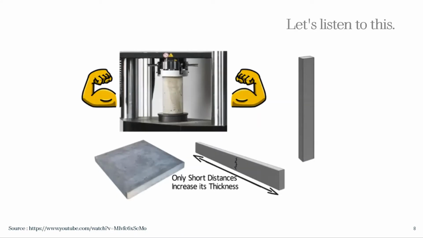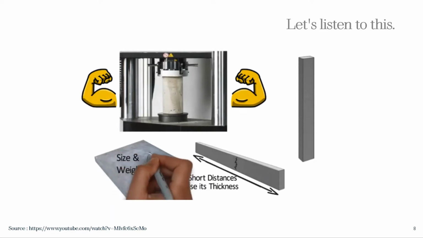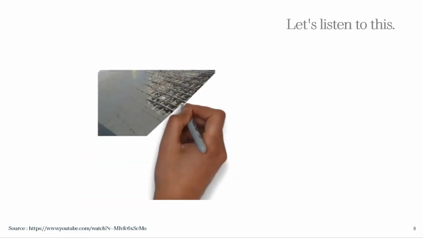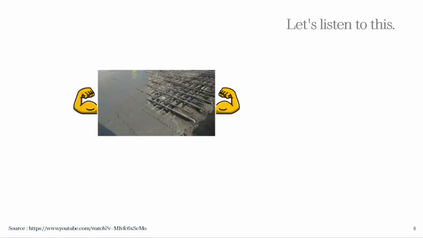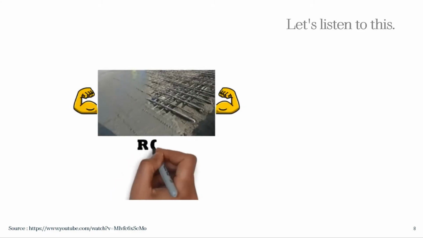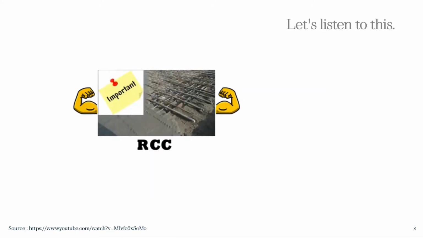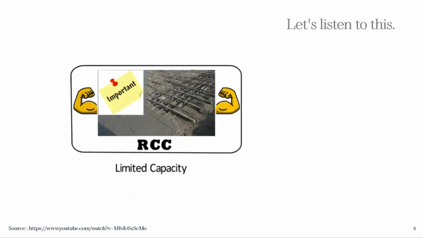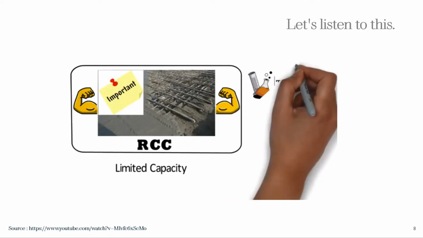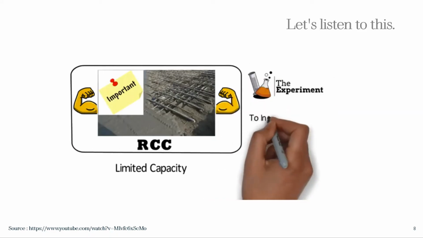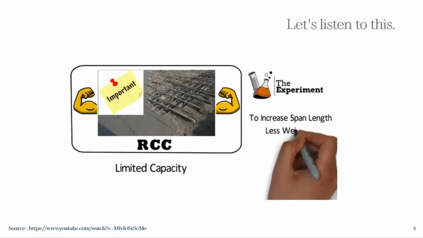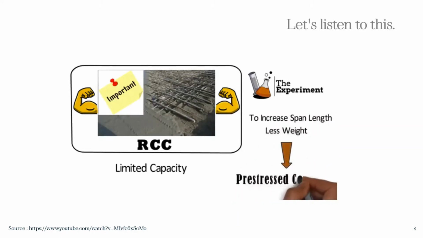When we try to use PCC for longer horizontal spans in buildings and bridges, its size and weight becomes too large and impractical. To tackle this problem, we added metal reinforcing bars in a concrete to achieve greater length. As a result, reinforced cement concrete became an important structural material for bridge construction. Even reinforced concrete has a limited capacity to span distances before cracking and failing under stress. Hence, a new system of concrete is experimented for treating concrete to increase the span length even further with less weight. The system is known as prestressed concrete.